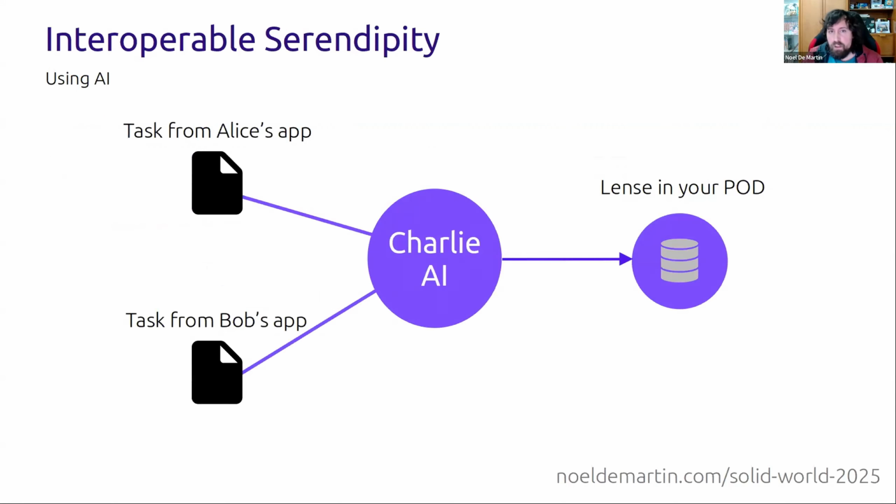And also, obviously, we cannot have a presentation today without mentioning AI. So one solution to this problem could also be to use AI. Imagine that you use both applications, Alice's and Bob's, and you create one task in each application. If you had an AI installed in your pod that works for you, you could use this UI to generate a lens automatically. Since it has seen the example of the two applications, the two tasks, it could create the lens to translate among them.